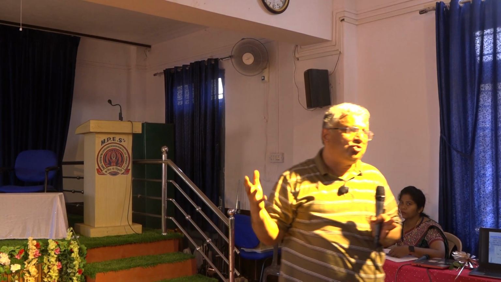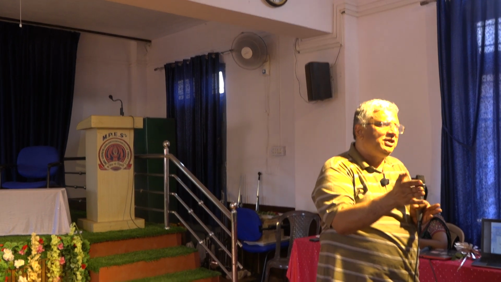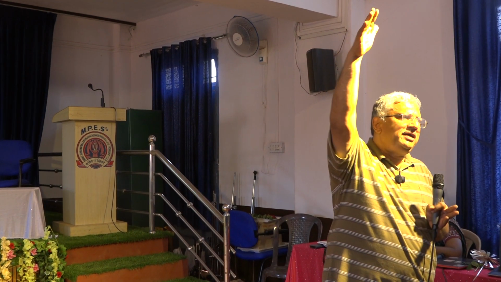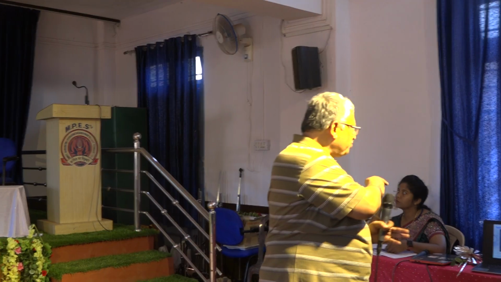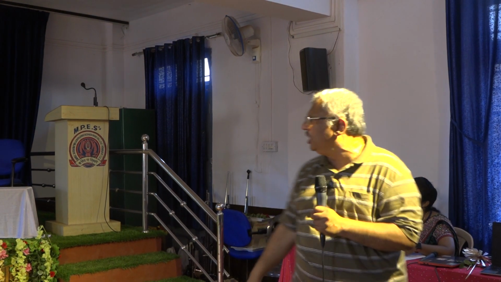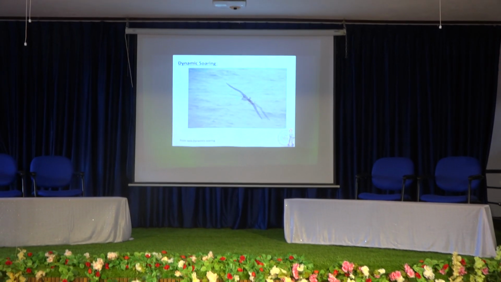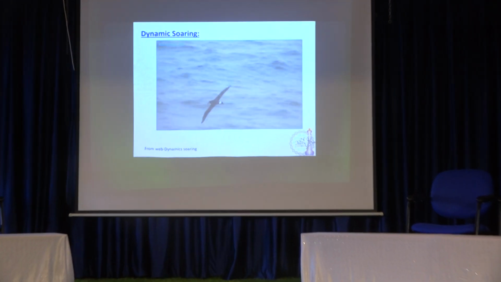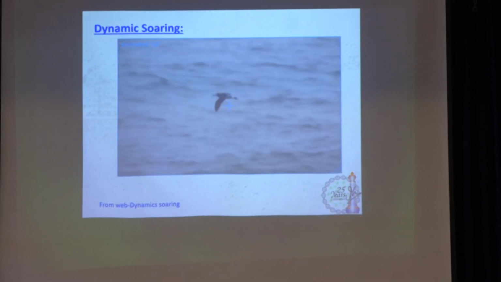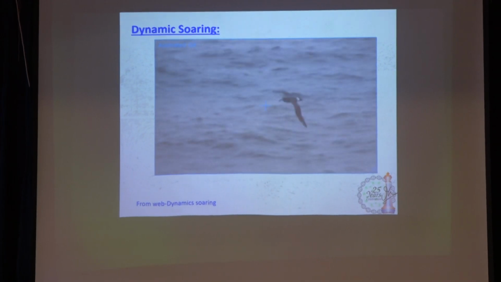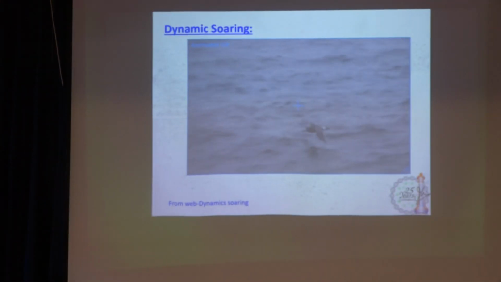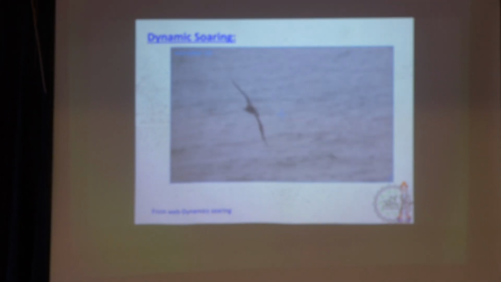This is called dynamic soaring, where the wind velocity is being used to gain height and then keep repeatedly going through it. A small picture is there. You can see this actual bird doing a dynamic soaring, which basically is not consuming its energy. It is taking energy from the wind and then going from one direction to the other direction, scavenging on the ocean surface for the fish and other things.